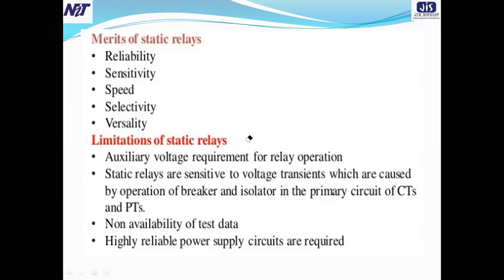Now it has some limitations also. What are the limitations? We can discuss the demerits of the static relay. Number one, an auxiliary voltage is required for relay operation. That means an extra voltage source, other than the supply voltage, is required for the relay operation.